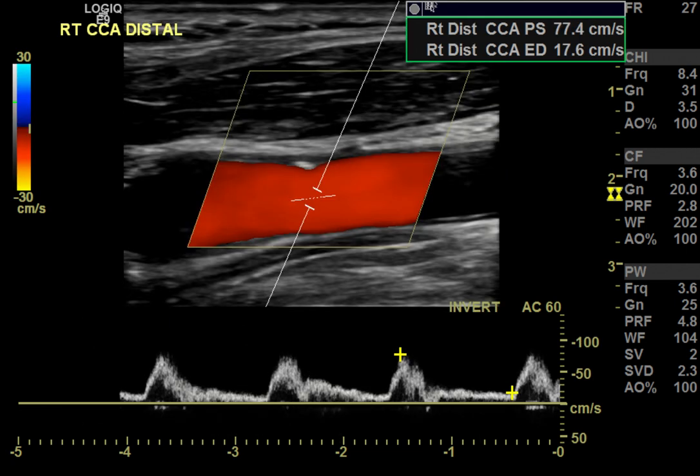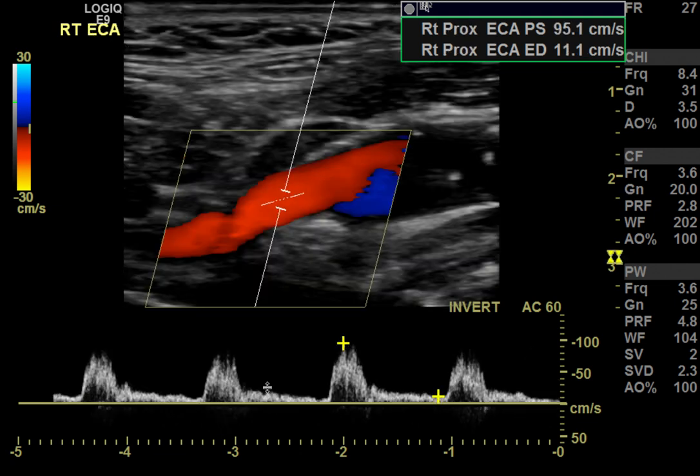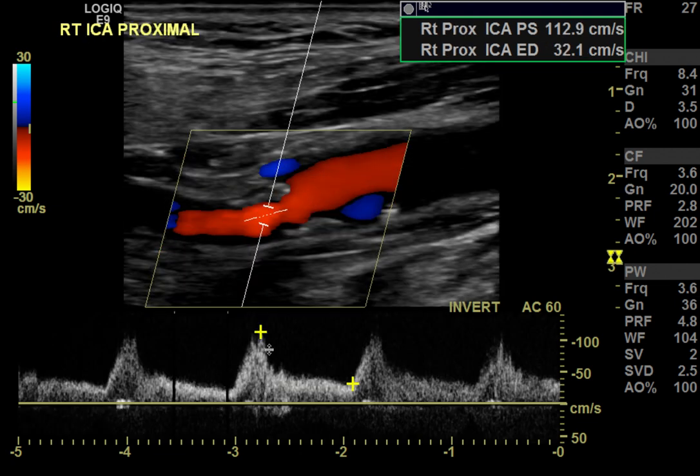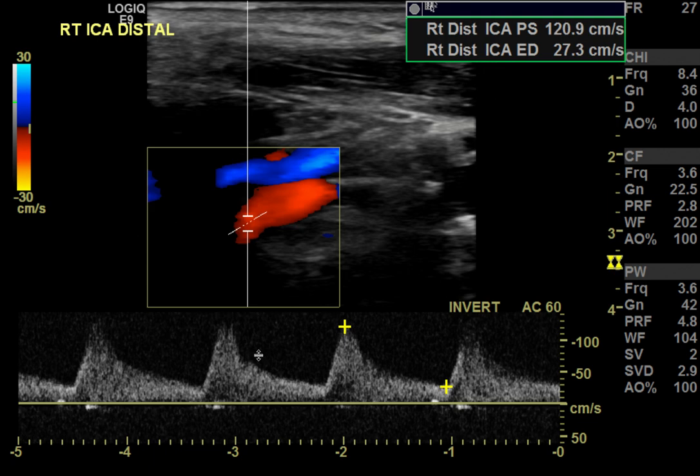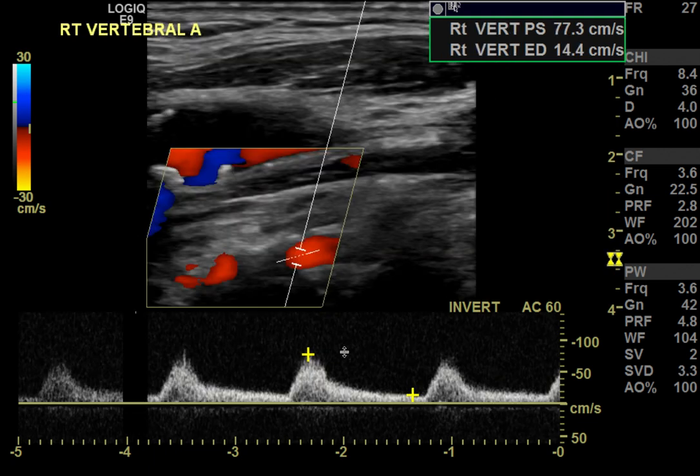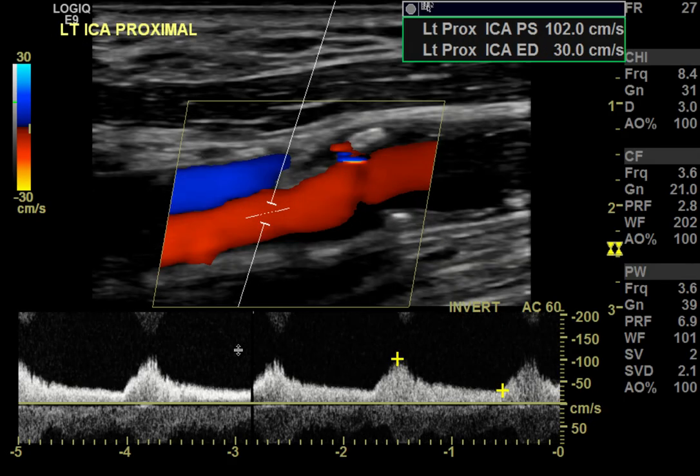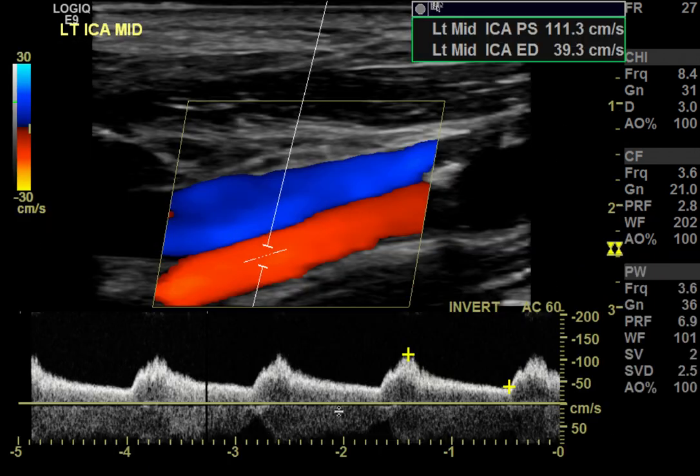If we look at the other arteries on the right, we can see the common carotid artery distally still has this delayed upstroke. You can see the delayed upstroke with the internal carotid artery. And when we go to the vertebral artery, we can see the same phenomenon. If we look at the left, it has the same delayed upstroke. Here you can see the internal carotid artery proximally has this delayed upstroke, and it is seen in all the vessels. So when you see this delayed upstroke, we really think about a more proximal stenosis that is causing this.